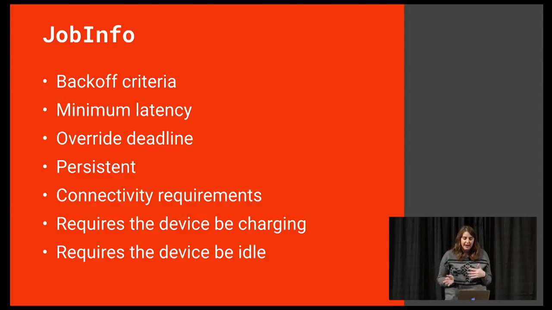So the hard part is with job info, and these are just some of the offerings that job info offers. I told you you could decide you only care about certain criteria, and this is where you can set all of those criteria when you're worried about your job. A couple of these are pretty obvious, like you can create your own back off and retry policy, and that'll be used when we're rescheduling your job for you.